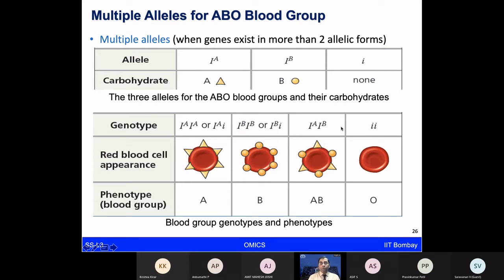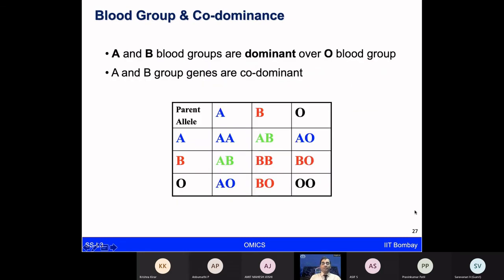In case of AB, both of them will be dominant, I capital A and I capital B, or it can be recessive, small i. So how we denote the blood grouping, the genotypes, and how people do the testing in the labs, I'm also going to show you.